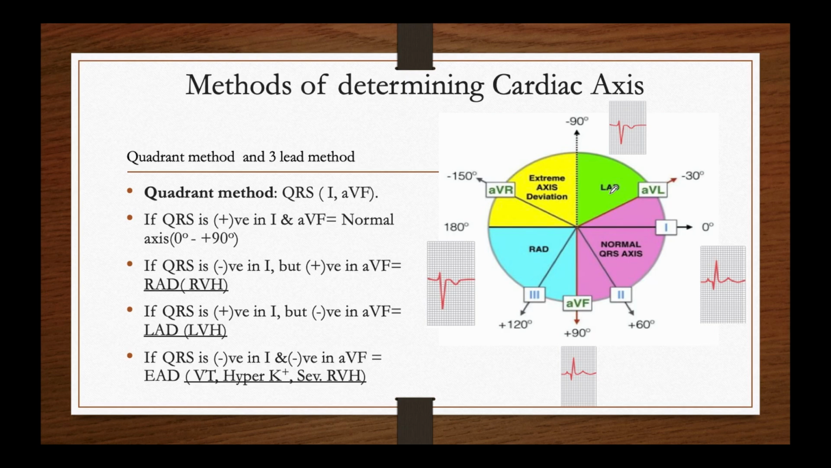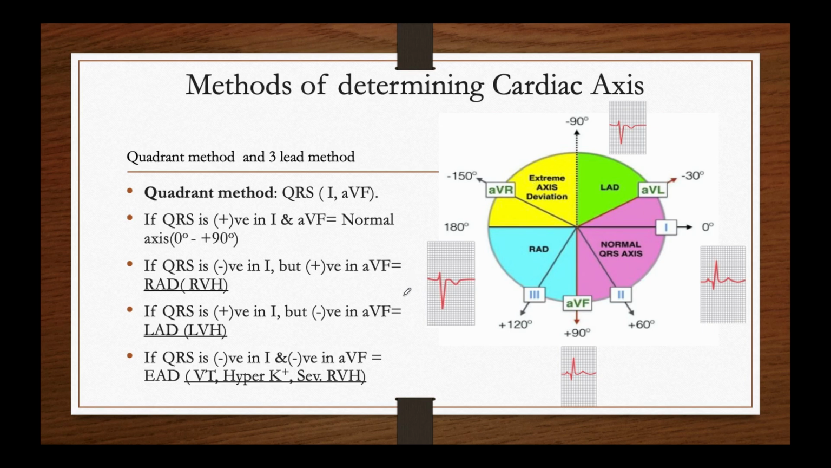Now, finally, if the QRS complex is negative in both standard lead 1 and AVF, what it means is that the impulses are running away from standard lead 1, and so we are going to have a negative QRS complex in standard lead 1 in the first place. And since impulses are also running away from AVF, we are going to have a negative QRS complex in AVF. And the quadrant which is going to form is going to be this quadrant, which is the extreme axis deviation.